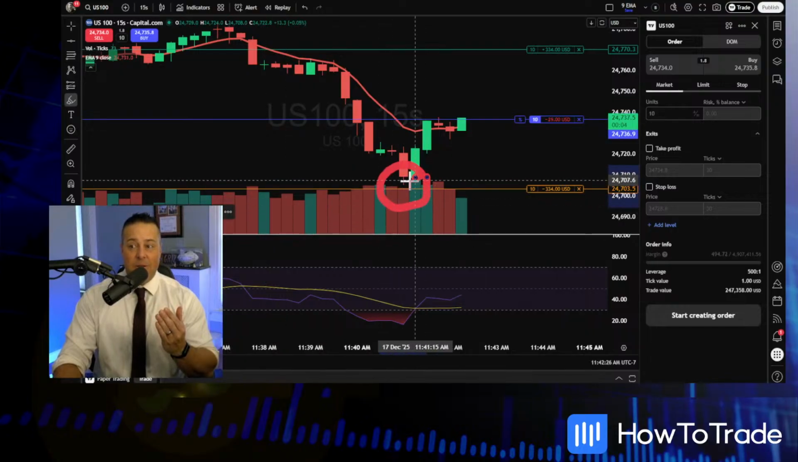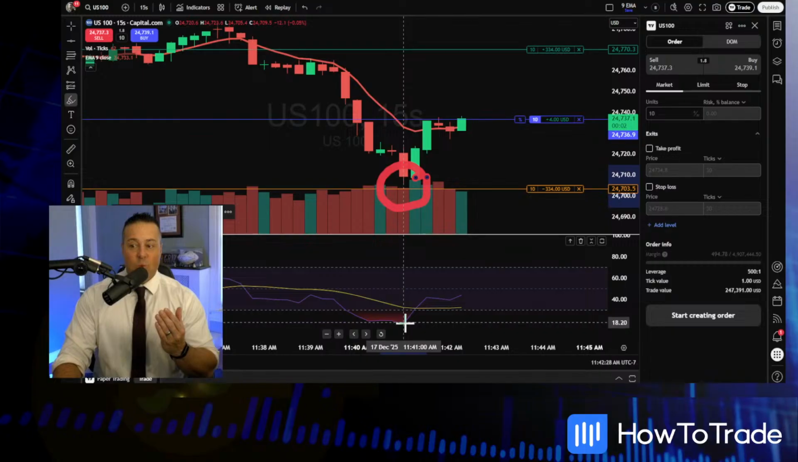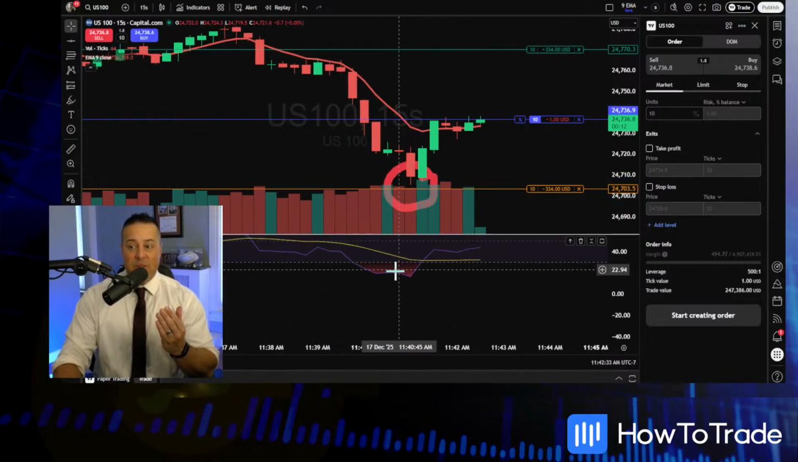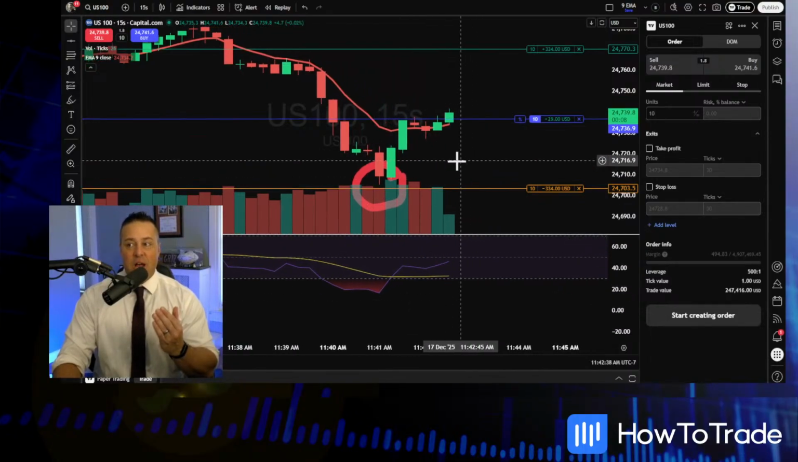So that right there, that low corresponds with your big dump on your RSI. RSI goes down right there, deep into the red. You can see it's way beneath the 30 down there at about 16. That is our stop out position.